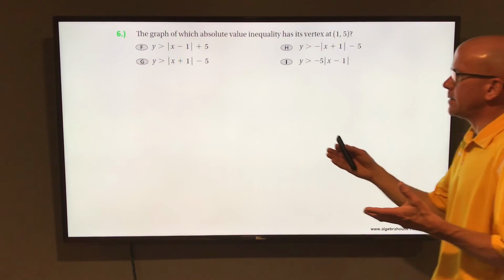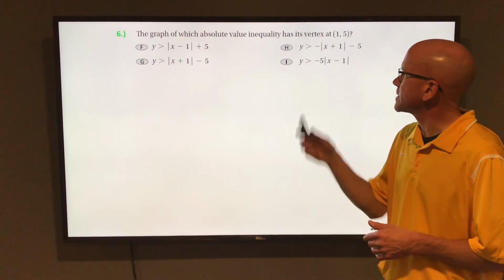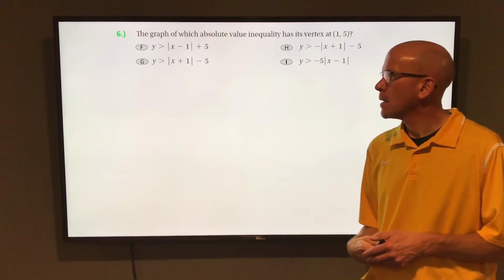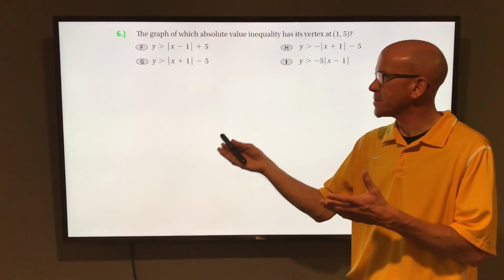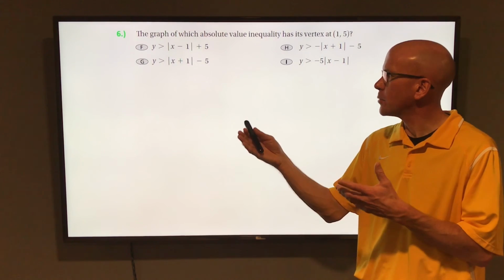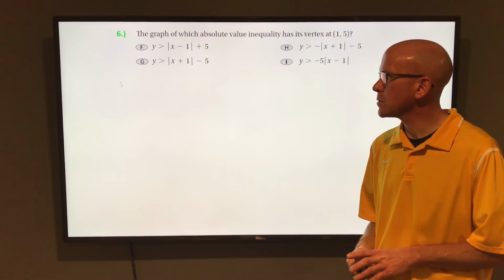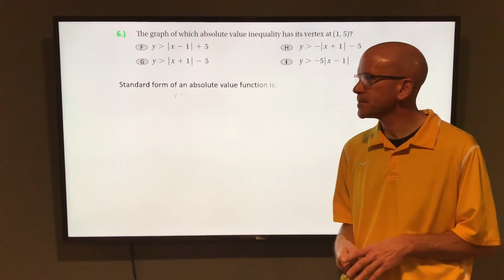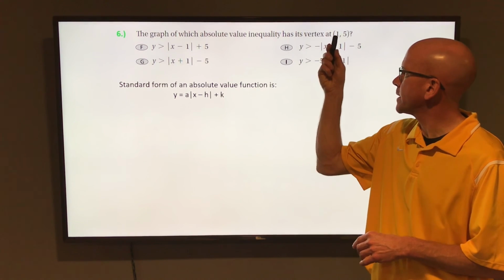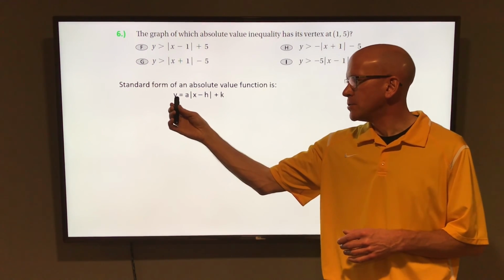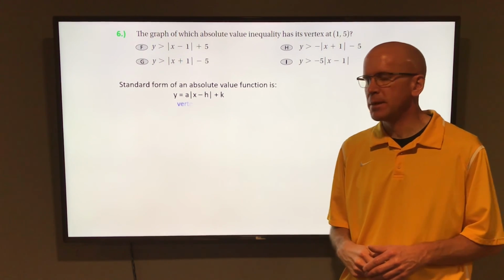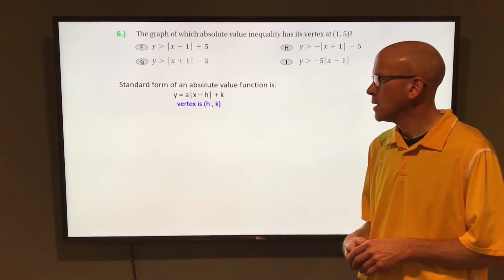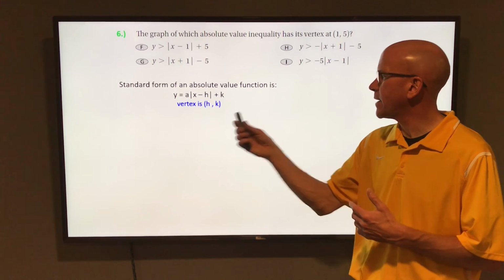The graph of which absolute value inequality has its vertex at 1, 5. Well, all of these are in general or standard form. They're all solved for y. There's no number showing up in front of the x. So they're all ready to go to pick out the vertex. So all you have to do is find the one with the vertex of 1, 5. Remember, general or standard form is y equals a times the absolute value of x minus h plus k. h, k would be the coordinates of the vertex. So you're looking for the one with the vertex of 1, 5.